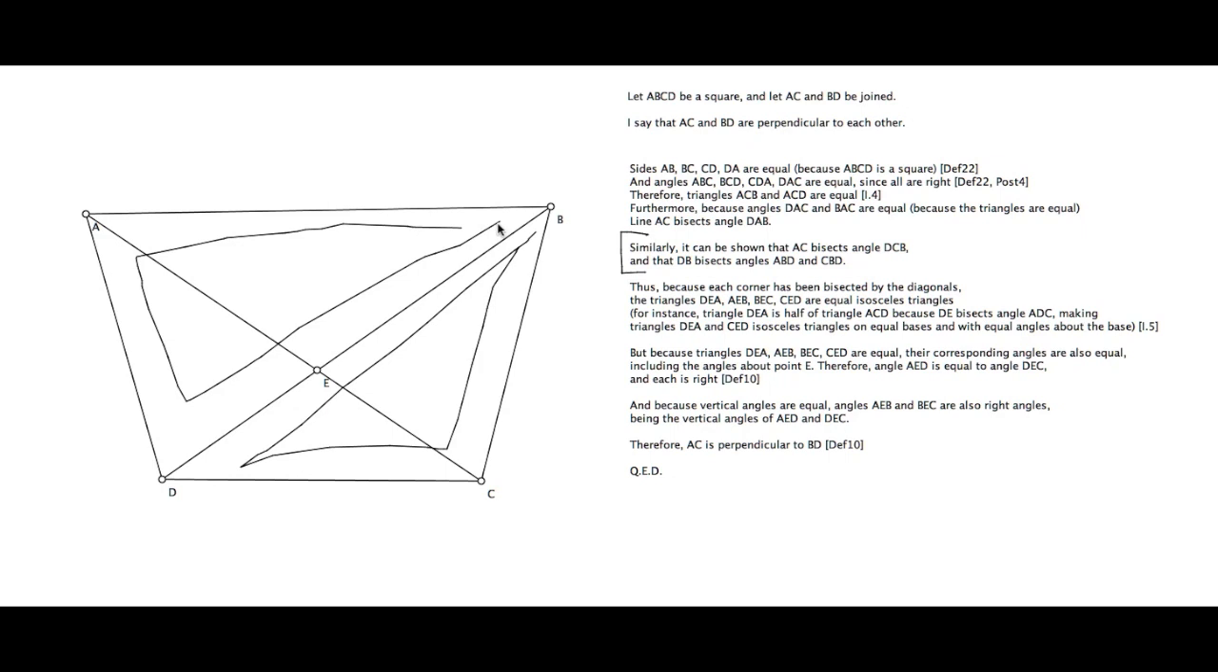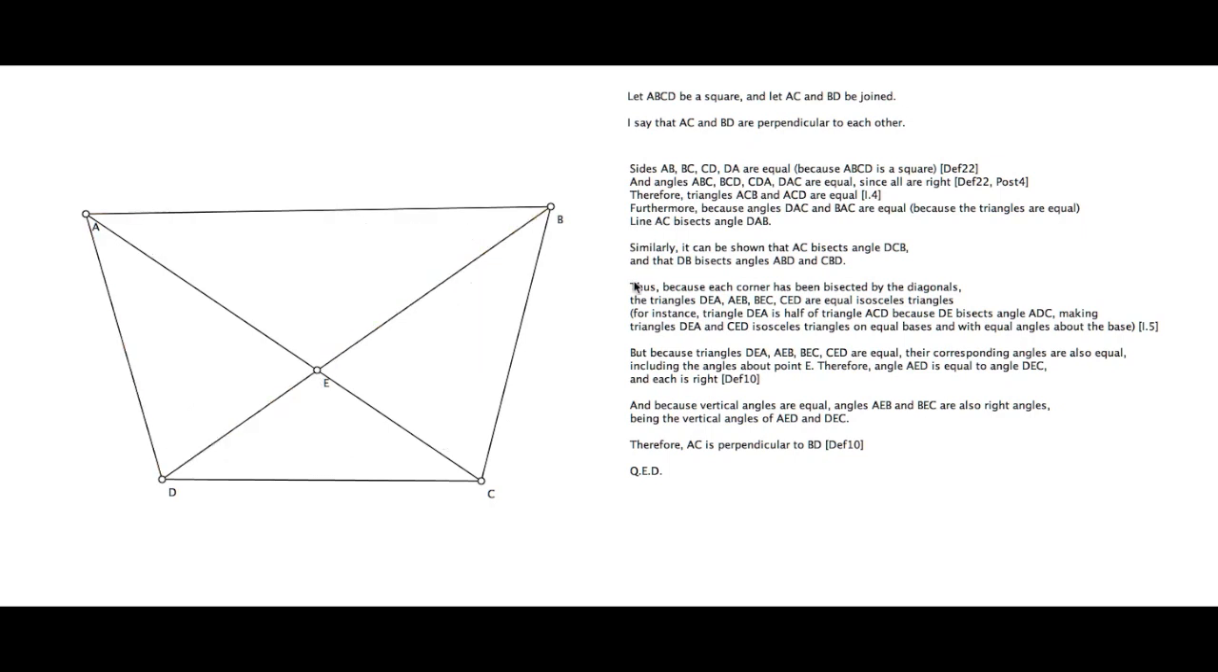We can show that those two triangles are equal by the same reasoning, and therefore that BD also bisects this angle and that angle. Thus, we move on. Because each corner has been bisected by the diagonals, because we've proven that the diagonals bisect each corner, the triangles DEA, so that's going to be each of these little triangles here.